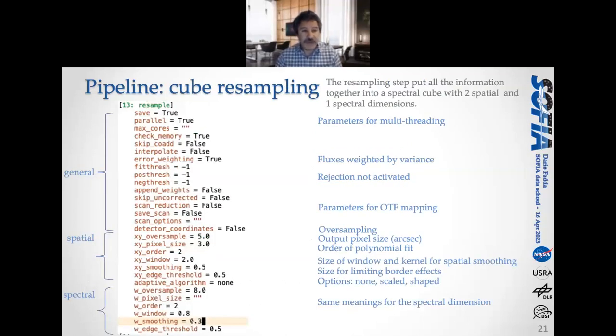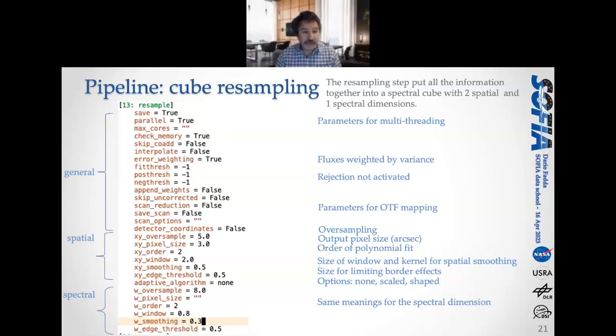Finally, we have the final step of the pipeline, which is the resampling, the one that essentially grabs all the different observations and packs them in a cube, in a spectral cube, which has, of course, X and Y. The first two dimensions are spatial. The third dimension is in wavelength.